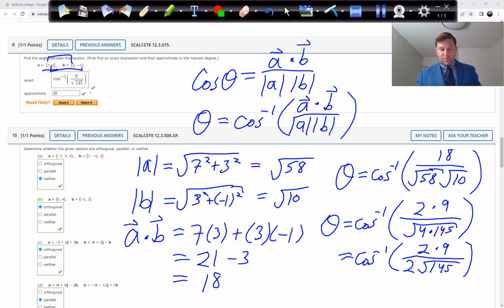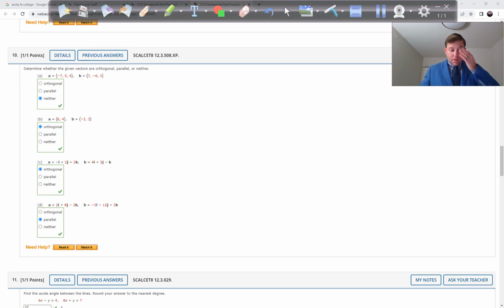Then be very careful. You want to switch your calculator now to degree mode. And when you take the arc cosine of this fraction, you'll get approximately 42 degrees after you round. And that would be the angle between those two vectors. Okay, so for problem 10, you're going to repeat this. I'm not going to go through all this.